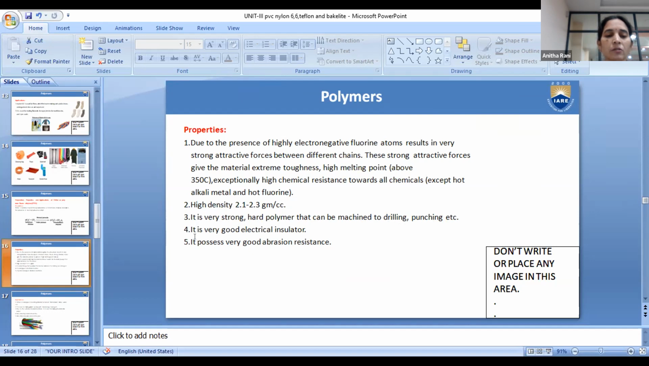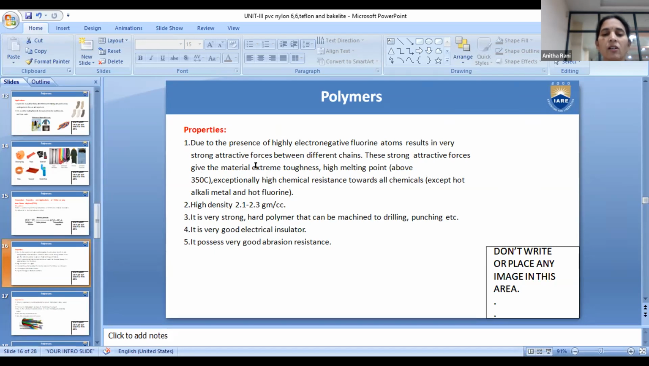And also one good property here: Teflon possesses very good electrical insulating property. It also possesses very good abrasion resistance. Nylon 66 also has good abrasion resistance, and Teflon also has good abrasion resistance. And it has good electrical insulating property. So these are the properties of Teflon.